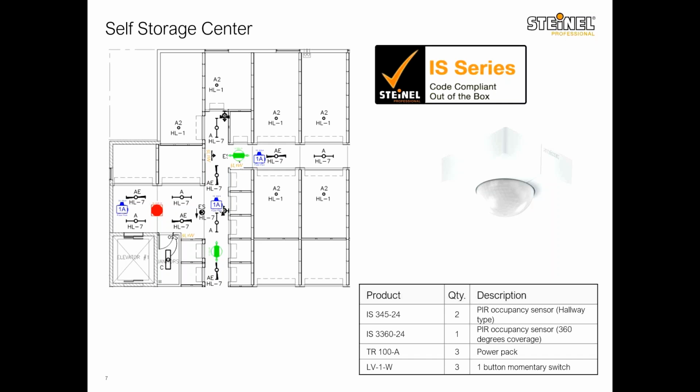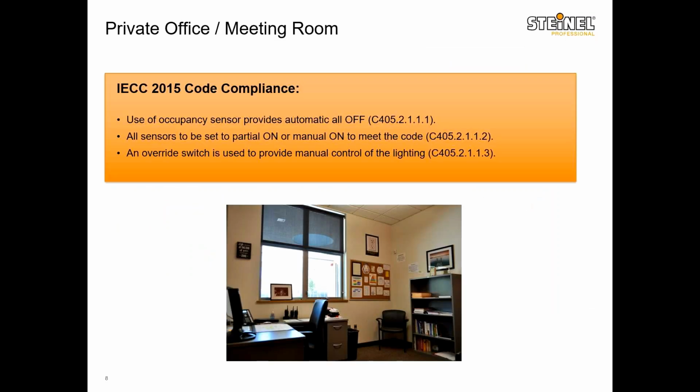The other areas, a self-storage center, the main part of it is the self-storage areas, but obviously you may have an office or two, depending on the size of the self-storage center, which follows the same rules that any other office will follow under IECC 2015. So you would need a sensor to have the automatic all-off function. The sensor needs to be set to partial on or manual on to meet the code requirements, and you need to have an override switch.